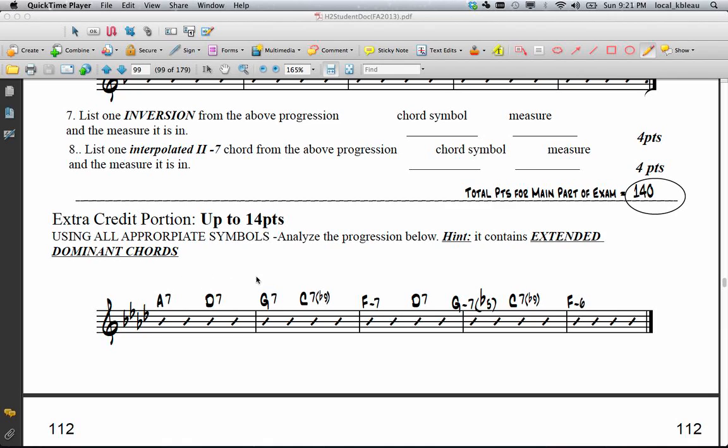Again, start with the dominant sevenths. What sort of function do these dominant sevenths have? Are they secondary dominants, extended dominants? Are they just diatonic chords to a key?